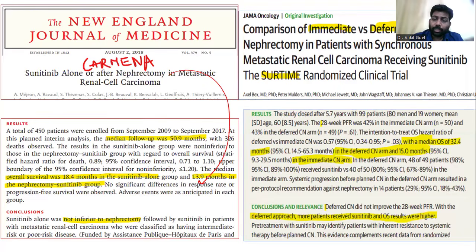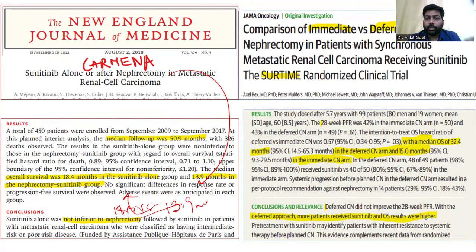Okay, so sunitinib alone was not inferior. In the non-inferiority trial, the overall survival was 18 months versus 13.9 months. So 18 months in patients who received sunitinib alone. There are fallacies for this. We are not going into the details of the limitations of this trial. Just for the time being, try to understand what CARMENA has given us: the importance of upfront systemic therapy. That is the reason why systemic immunotherapy is being preferred nowadays in patients with metastatic RCC.